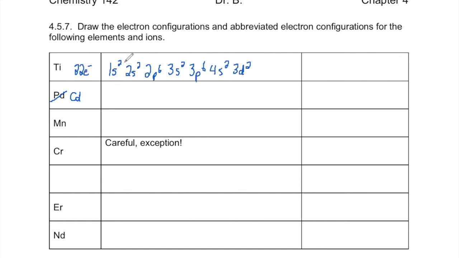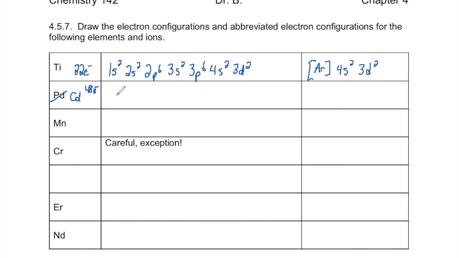So we fill the 1s orbital, the 2s and the 2p orbital, the 3s and the 3p orbital, the 4s orbital. That brings us up to 20, and there are 2 more that are going into the 3d orbital, because the 3d is the one that comes after the 4s. And this is just like the electron configuration of argon with 4 additional electrons.